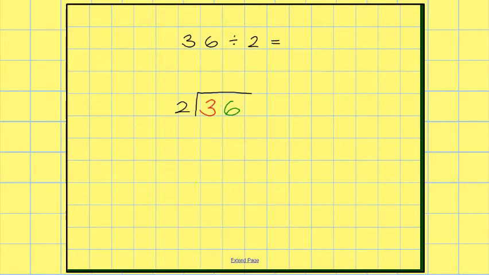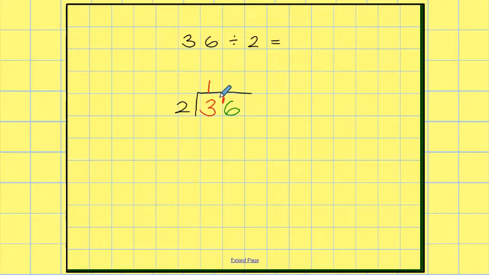How many lots of 2 are there in 3? That's right, there's one lot of 2 in 3. But then I've got some left over, haven't I? So I've got 2 going into 3 once, but there's 1 left over. And the 1 left over, we actually carry over and we put here in front of the ones number.